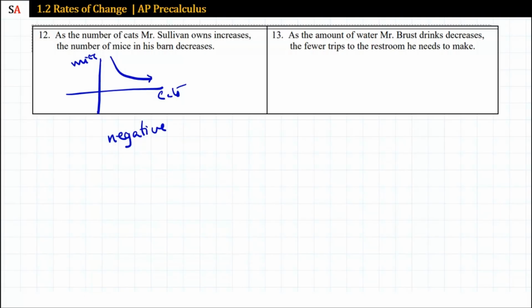As the amount of water Mr. Brost drinks decreases, the fewer trips to the restroom he needs to take. Yes. If he drinks less water, the fewer trips he has to make. So this one is negative.